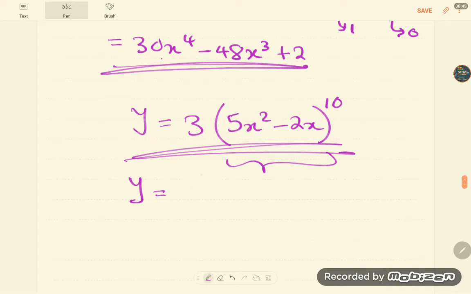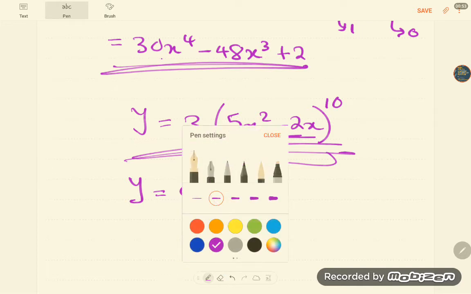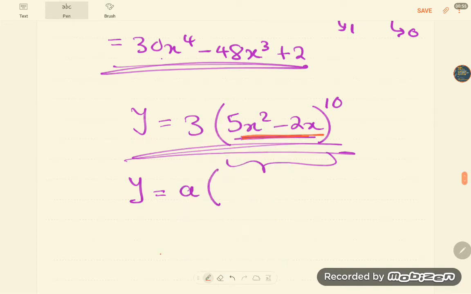I say that the constant that is going to be outside, I'm going to call it a, and then the function that is inside, because this essentially is a function of x, I just call it f of x, like that. And then I call this power n.